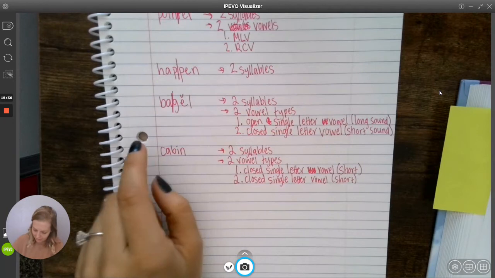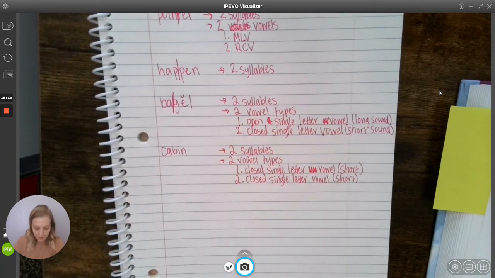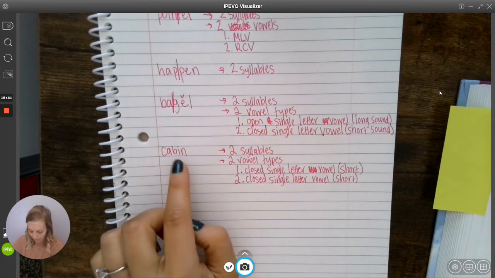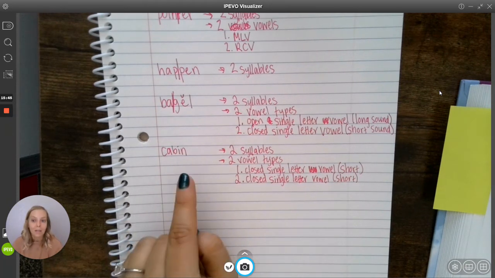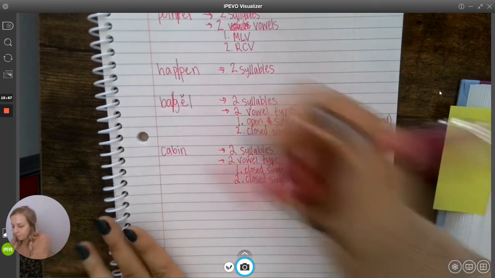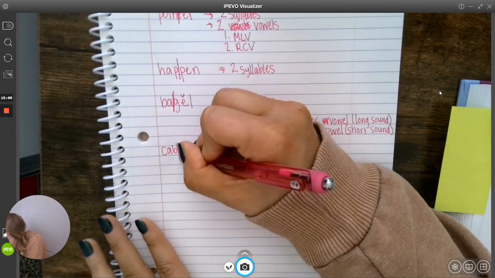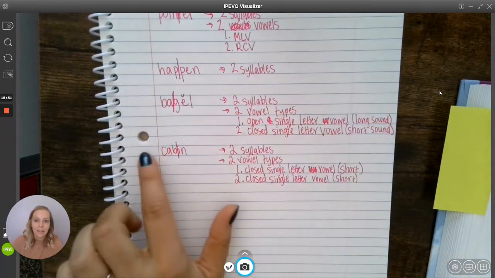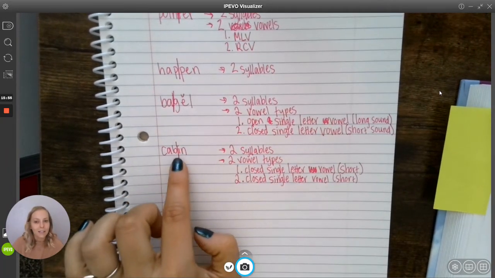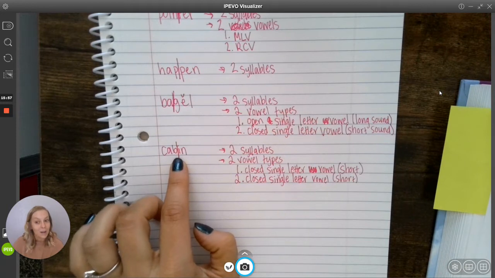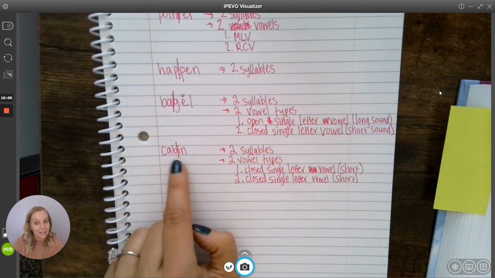So where do you think the syllables will divide in cabin? They're going to divide after the B here. So cab-in, like that, okay? Cab-in. So we'll add that marker right there. Why is it going to divide here? It's a spelling rule.